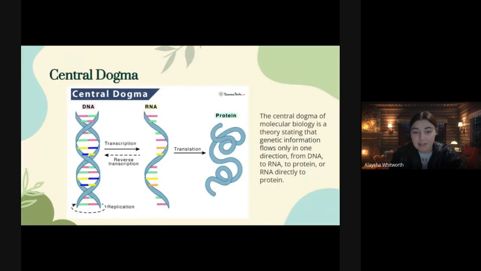Here's another question that you'll see: the central dogma. The central dogma of a molecule is a theory stating that genetic information flows only in one direction. It either goes from DNA to RNA to a protein, or it can go from RNA to a protein. You can have reverse transcription from RNA to DNA without replication, but it always goes from DNA to RNA to protein, or RNA to protein.